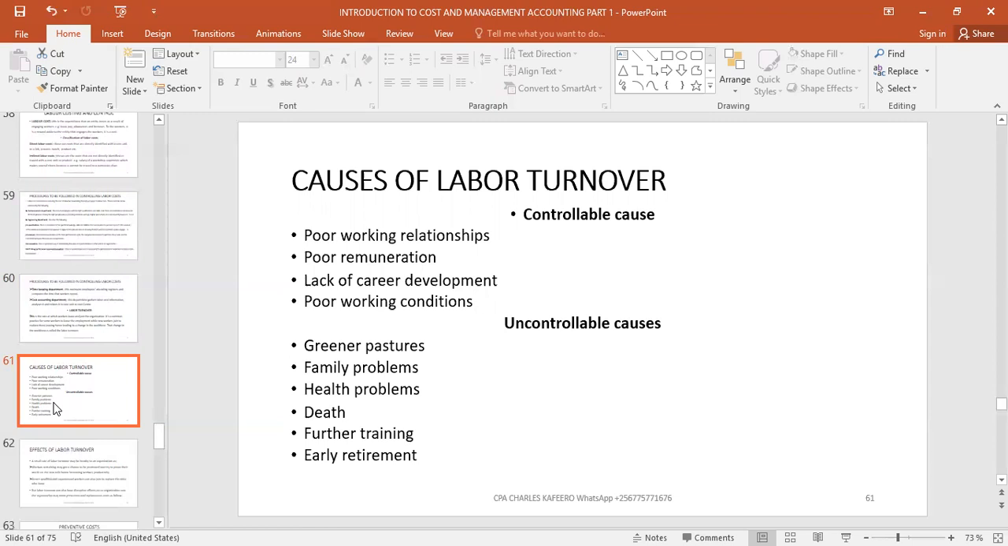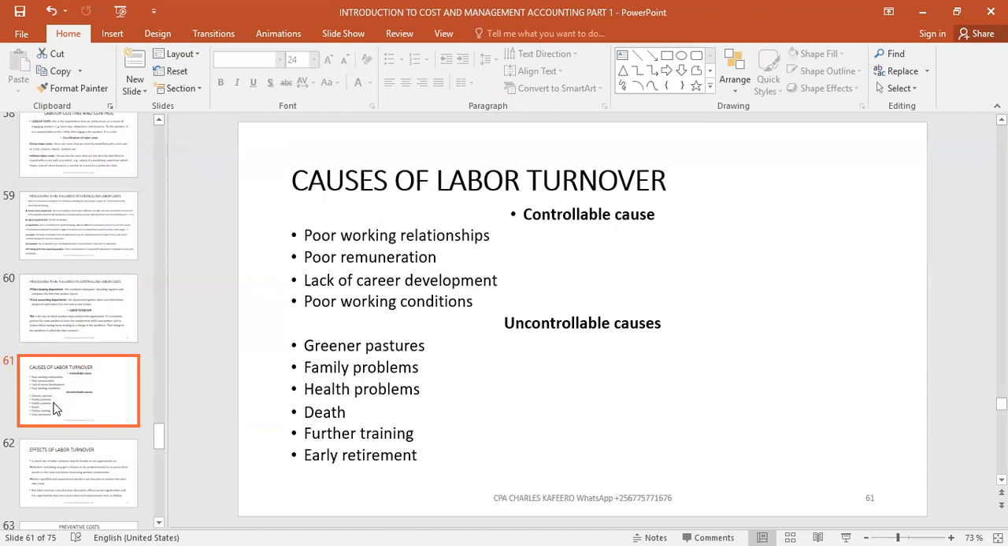The uncontrollable causes are the ones that make someone leave the organization, and even the management or the company has no control over them. The controllable ones are those where someone is leaving the organization, but the company has control. The company can stop someone from leaving the organization.